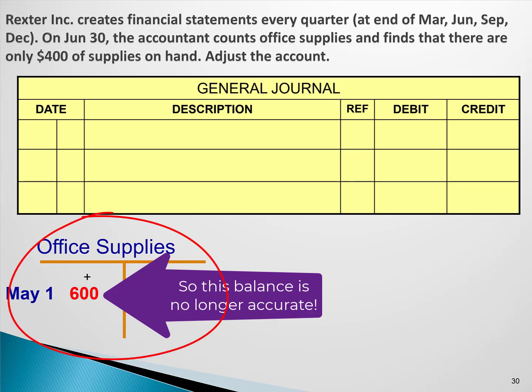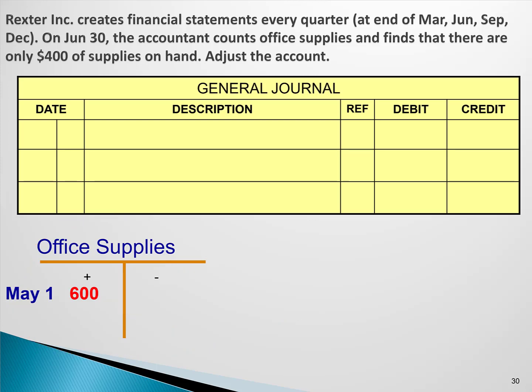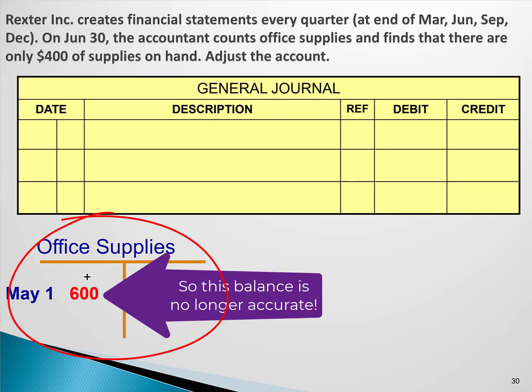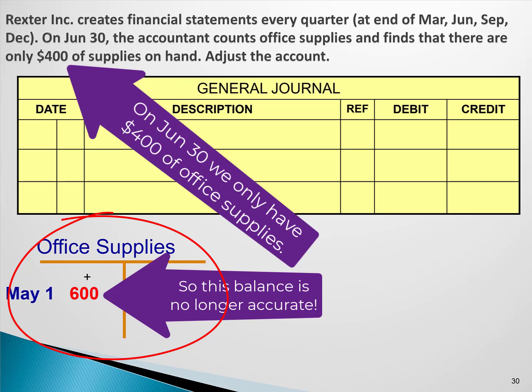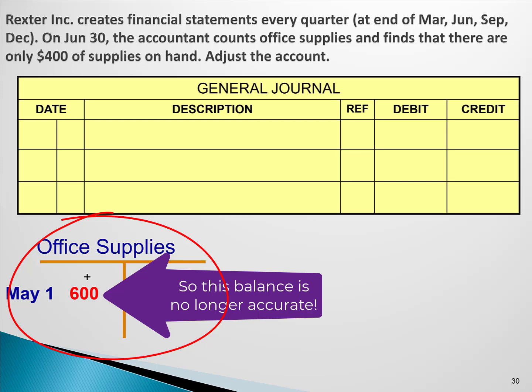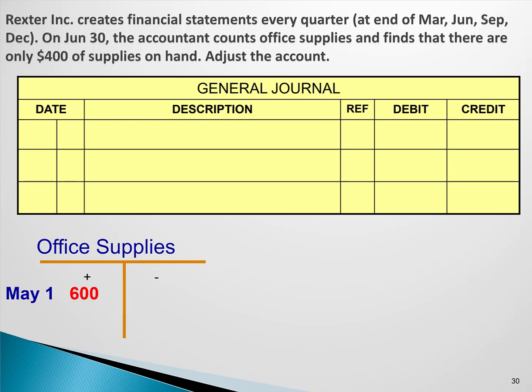So we need to adjust the account so that the new balance is correct. So according to our T account, we still have $600 of office supplies. Why would it be incorrect? Because every time someone goes and grabs something from the office supply closet, you don't run to the journal and update it. This office supply account is only updated right before the financial statements are recorded. So the accountant looks at the T account for office supplies and finds out that it still says we have $600 of office supplies, when in fact we only have $400. So this balance is no longer correct. So we're going to have to update this account to make it correct before we can do our financial statements.